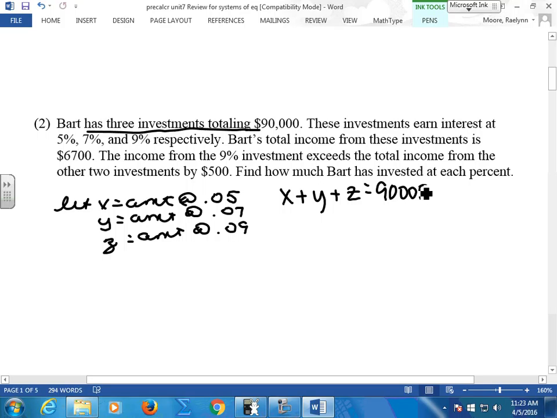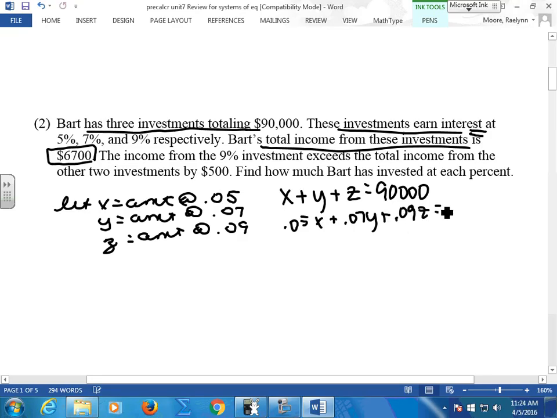I got three variables. I got one equation. How many more do I need? Two more. Good. So these investments earn income. His total income from these investments is $6,700. So how do I write that statement? Good. 0.05x plus 0.07y plus 0.09z equals 6,700. Very good. Okay, I got to get one more.